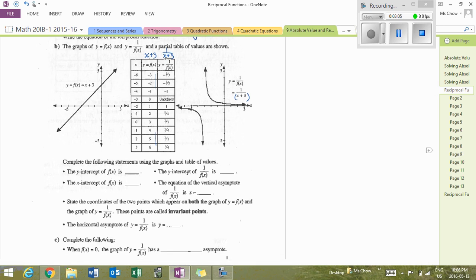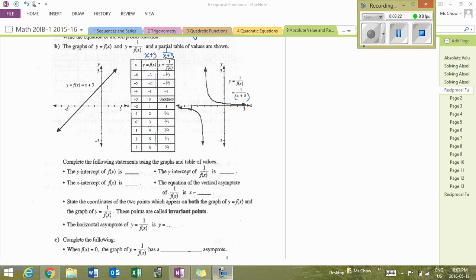So completing the following statements using the graphs and table of values. I'm going to just hit pause, see if you can figure out what some of these are on your own, and then come back and I'll talk you through them.